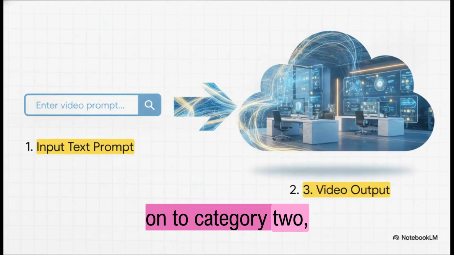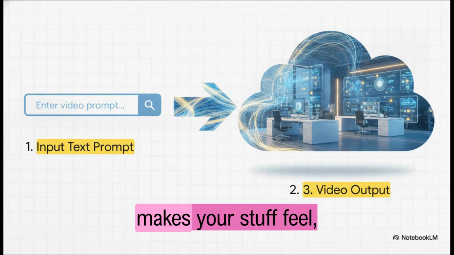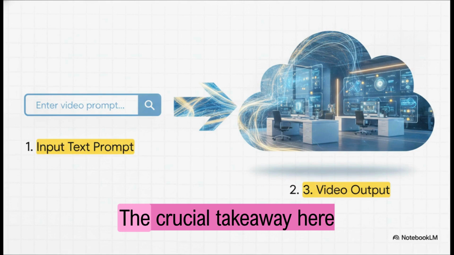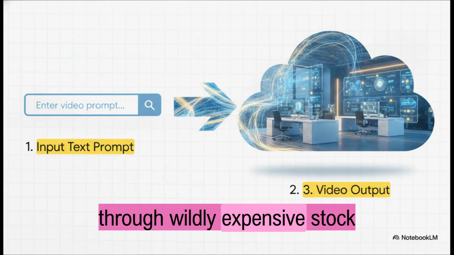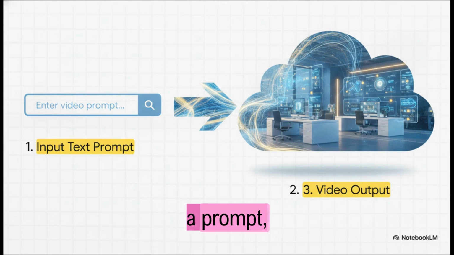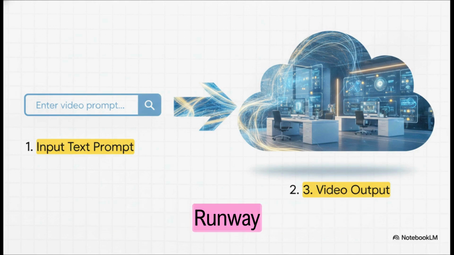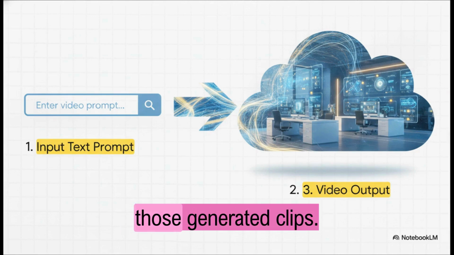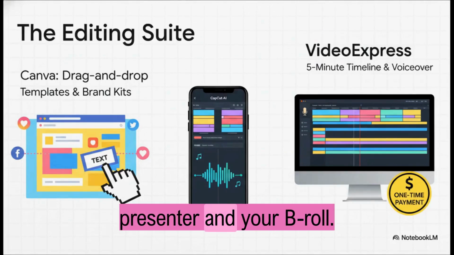Moving on to category 2, we've got cinematic B-roll. This is that slick, supporting footage that makes your stuff feel high-end. The crucial takeaway here is that instead of spending hours scrolling through wildly expensive stock clip sites, you just type a prompt, literally. Type something like ultra cinematic modern AI workspace into Runway AI or Google Flow, and bam, instant bespoke photorealistic B-roll. Oh, and VideoExpress? It even lets you keep your characters consistent across those generated clips. Mind-blowing, right?